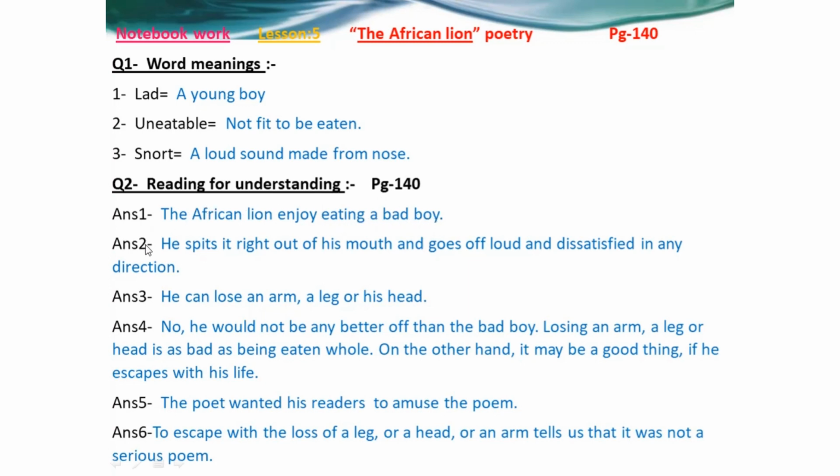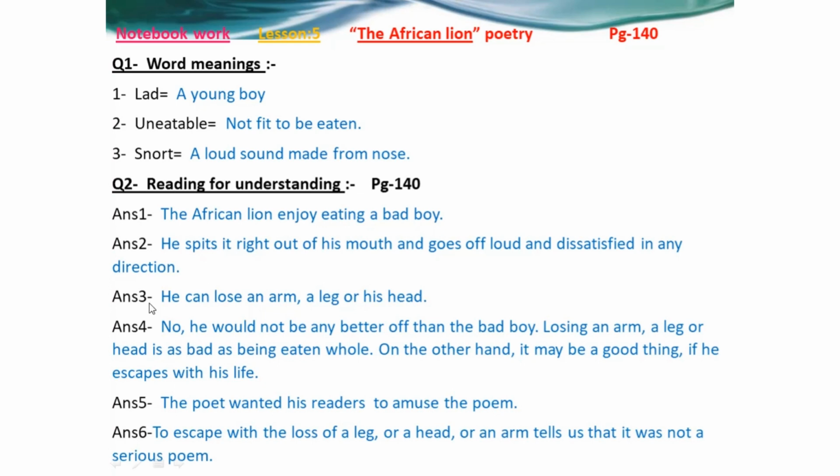Let's start with question number 2. What does the lion do when he takes a bite out of a good boy? So students, start writing the answer of number 2. The answer is, he spits it right out of his mouth and goes off loud and dissatisfied in any direction. He will first move in any direction and make a loud sound from the nose, spitting it out from the mouth. This is what the lion is going to do when he takes a bite from a good boy.